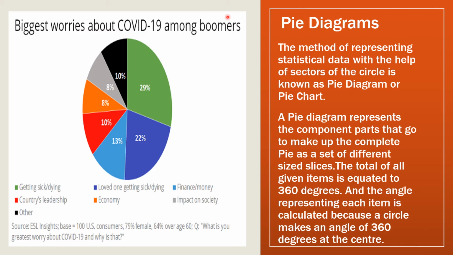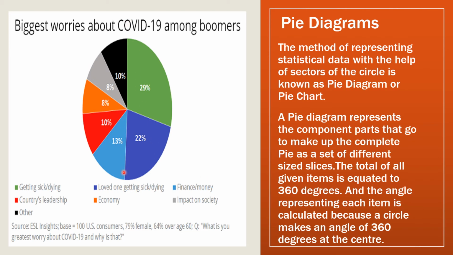Now let's move on to pie diagrams or pie charts as we call them. The method of representing statistical data with the help of sectors of a circle is known as a pie diagram or a pie chart. Now, a pie chart or a pie diagram represents the component parts that go to make up the complete pie as a set of different sized slices, as you can see here. The total of all the given items is equated to 360 degrees.